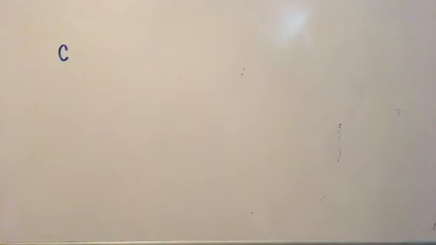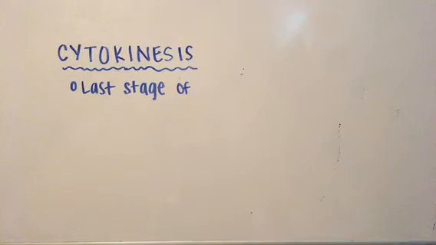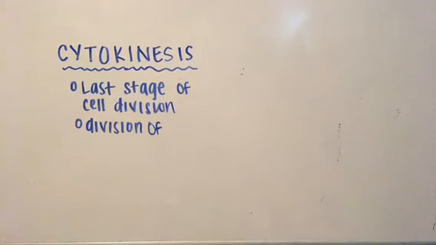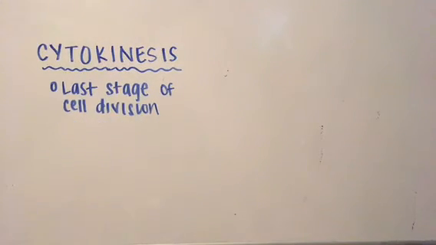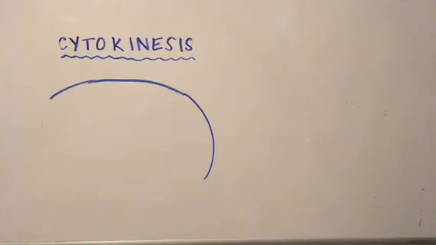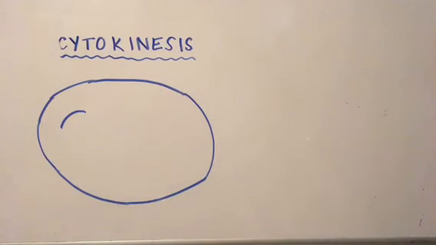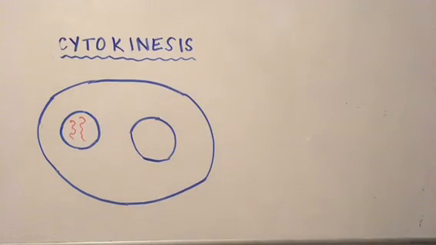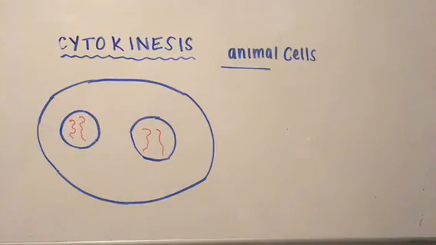After mitosis, a process called cytokinesis takes place. It is the last stage in the cell cycle and consists of the dividing of the cytoplasm. Cytokinesis is a process which occurs differently in animal and plant cells. First, we'll take a look at how it happens in animal cells.